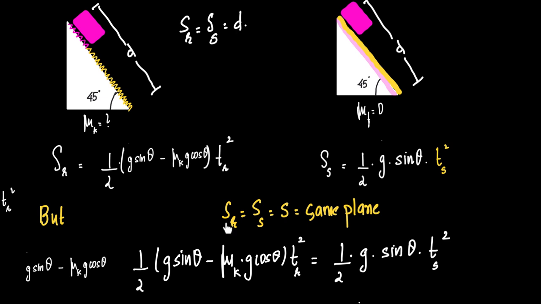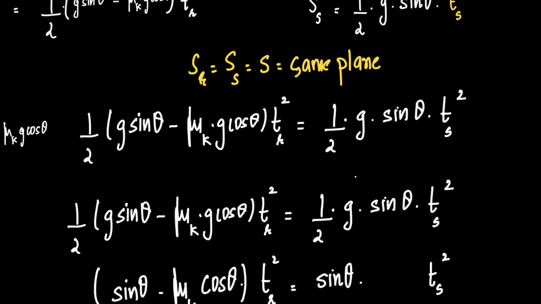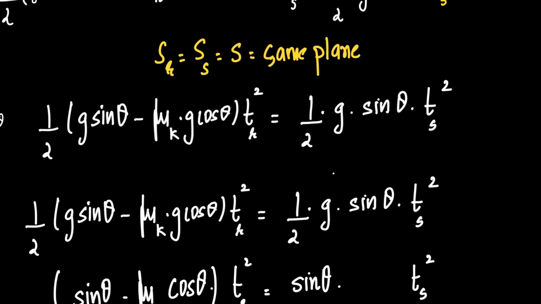But it is given that SR and SD are the same plane, right? Which means these two equations can now be equated. And now if I equate these two equations, what do we get? What we get is half into g sine theta minus mu k g cos theta tr square is equal to half into g sine theta ts square.